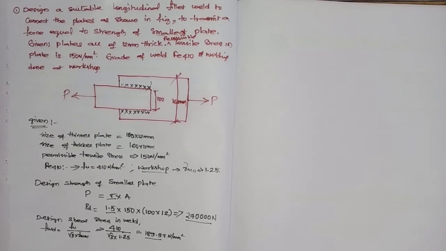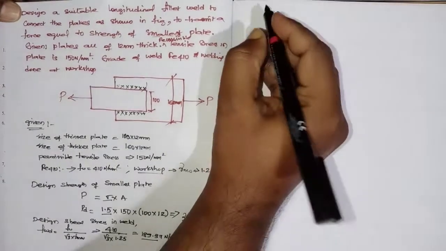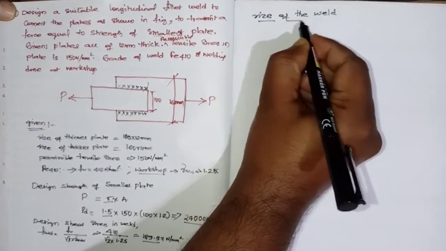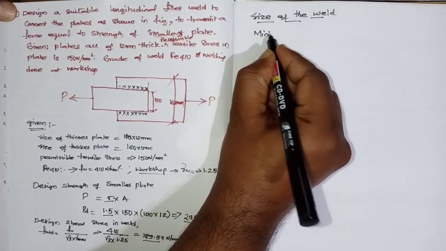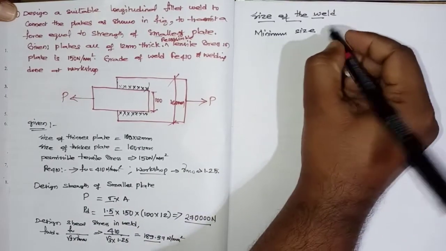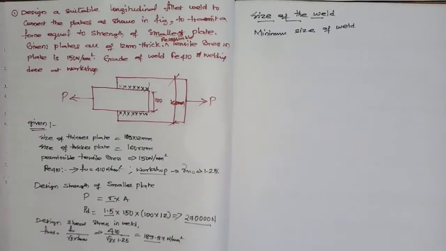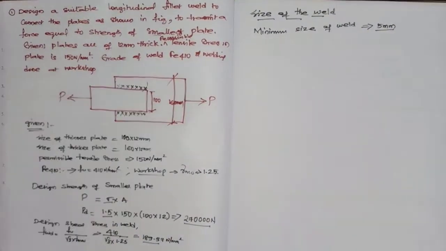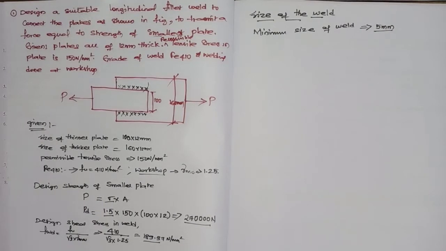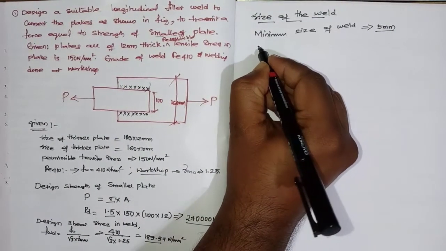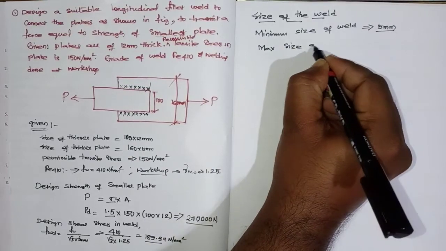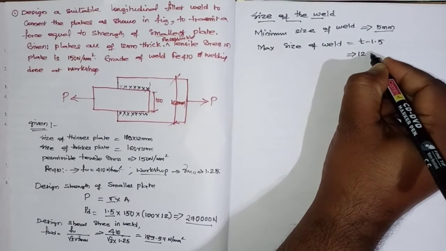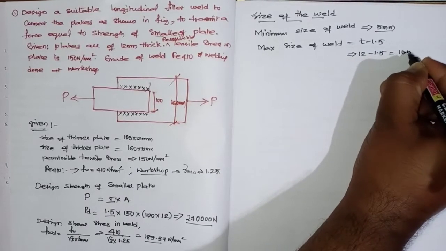Now we have to decide the size of the weld and the length of the weld. First we'll see the size of the weld. As per the specifications we have learned earlier, the minimum size of a weld for a plate whose thickness is between 10 and 20 mm is 5 mm. That means up to 10 mm it is 3 mm minimum, and 10 to 20 it is 5 mm. Next, how to calculate the maximum size of weld? The maximum size of weld for a square edge is thickness minus 1.5. The thickness of the plate is 12, so 12 minus 1.5 is 10.5 mm.